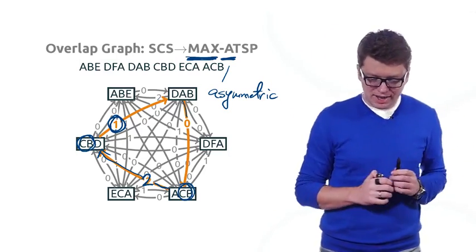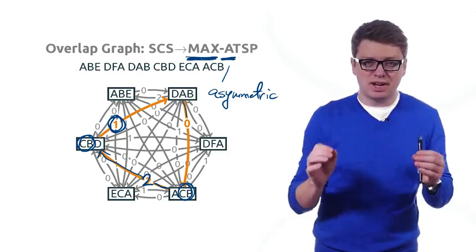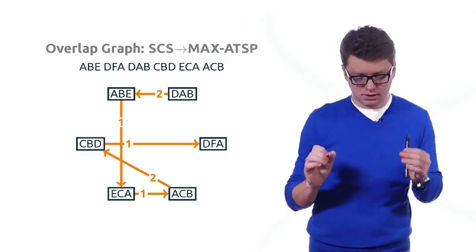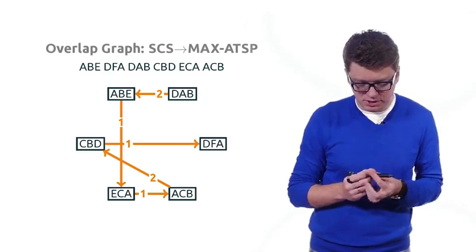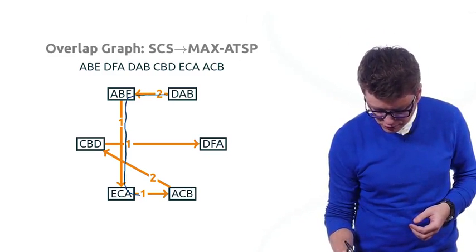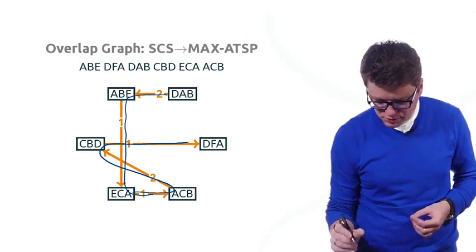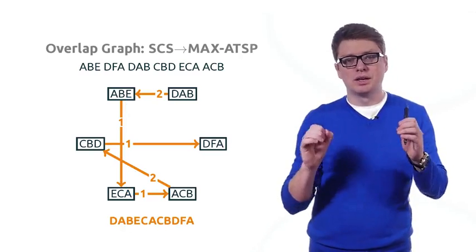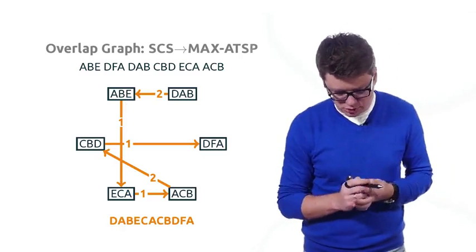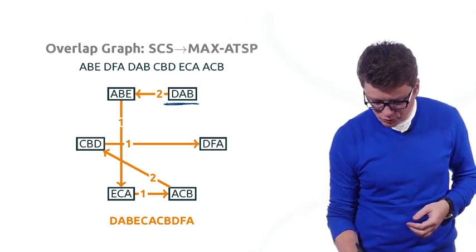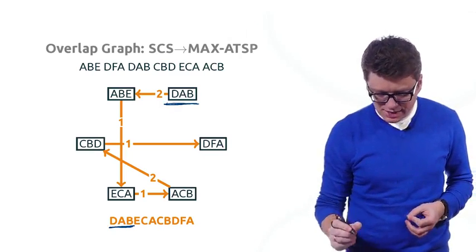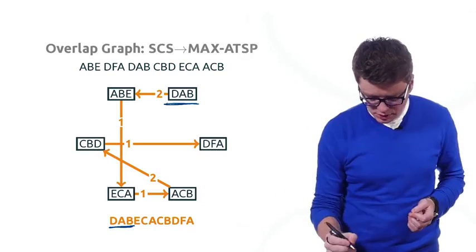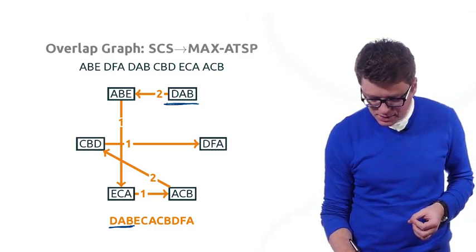Okay, so finally, when we construct such a graph and we find a path of maximum weight, this gives us something like this. So this is a path of maximum weight in this particular graph. It goes as follows. It visits all the nodes. Then this path actually spells a superstring that is as short as possible. So we start with DAB, right? This is DAB. Then we go to the next node. I'm sorry. We see that there is an overlap of size 2, which means that we already have AB, right?